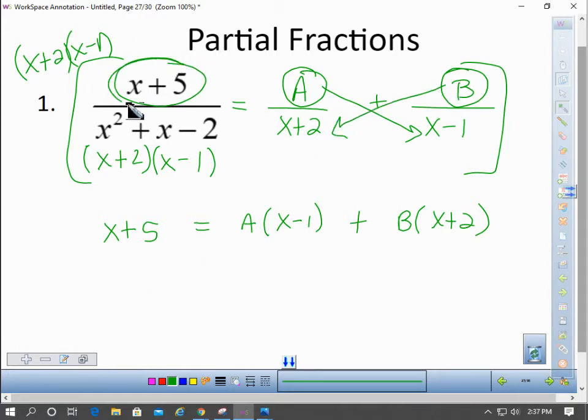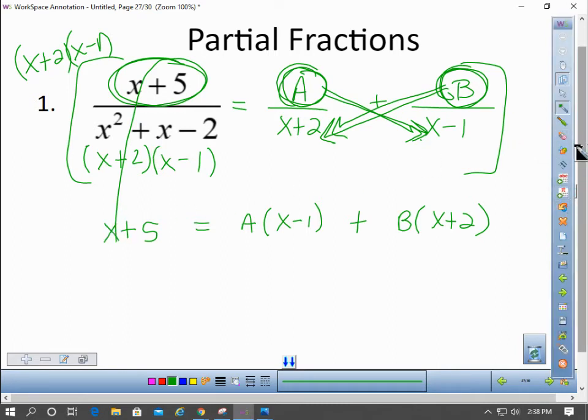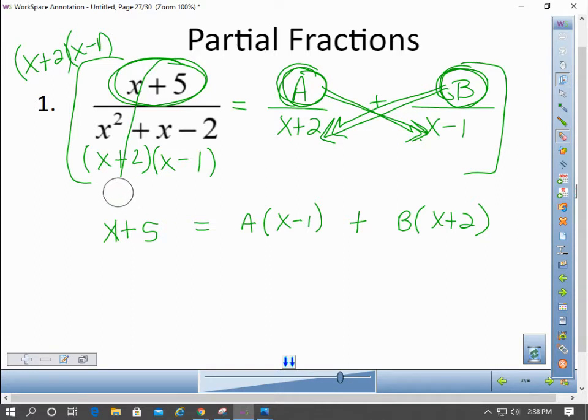So you end up having your numerator equals this A times the denominator over here, and then the B times the denominator over on this side. And that happens every single time. So then you've got this nice little expression, your algebra expression. So now we've got this equation that we can solve.